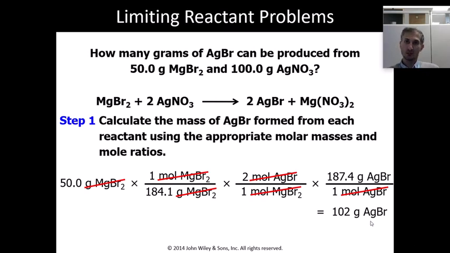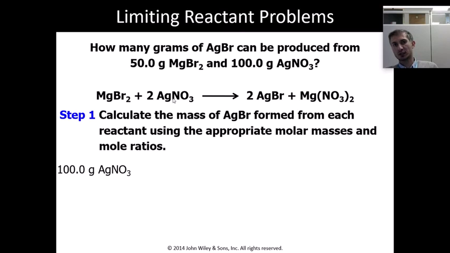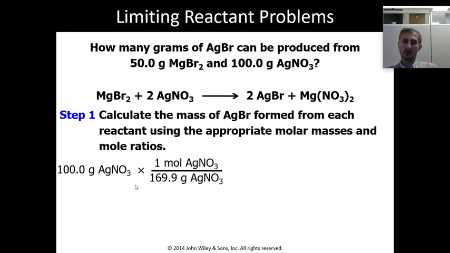We need to solve this problem one more time, starting with 100 grams of AgNO3, and see how many grams of AgBr can be produced. Then we compare our results, and the smaller number gives us the limiting reactant. Let me solve this problem for AgNO3. Same strategy, same scenario. We have grams of AgNO3, and we convert to moles using the molar mass of AgNO3. You look at the periodic table and calculate that. This and that cancel, and now I have moles of AgNO3.